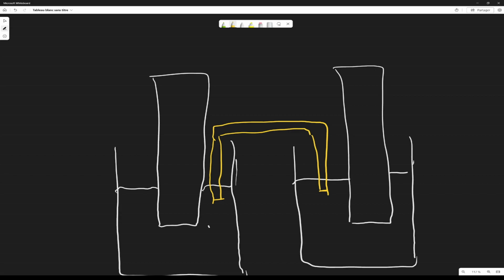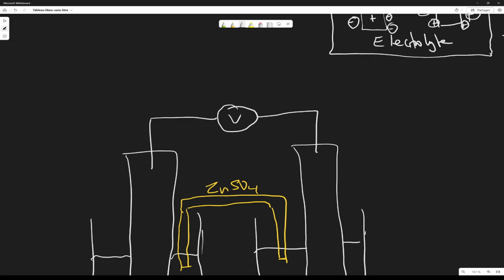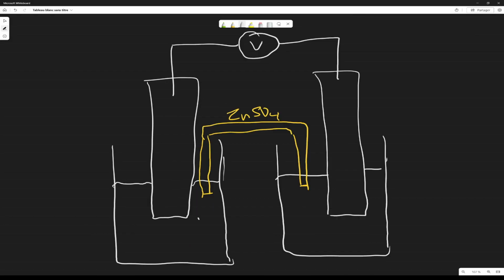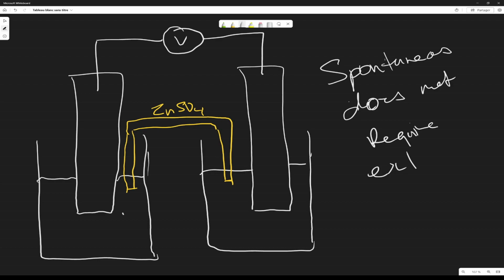Now, these are now connected, electron flow is now connected through a voltmeter. So notice that there is no battery. So it doesn't require an external source. And this is because it's spontaneous. So this one is spontaneous, and it does not require an external voltage. It actually produces its own voltage, so it's an electrochemical cell like that. So this is usually what we have showing what's happening here.